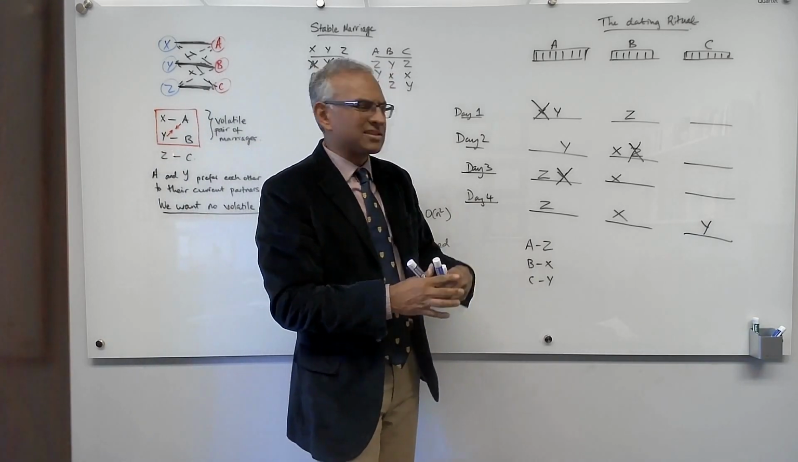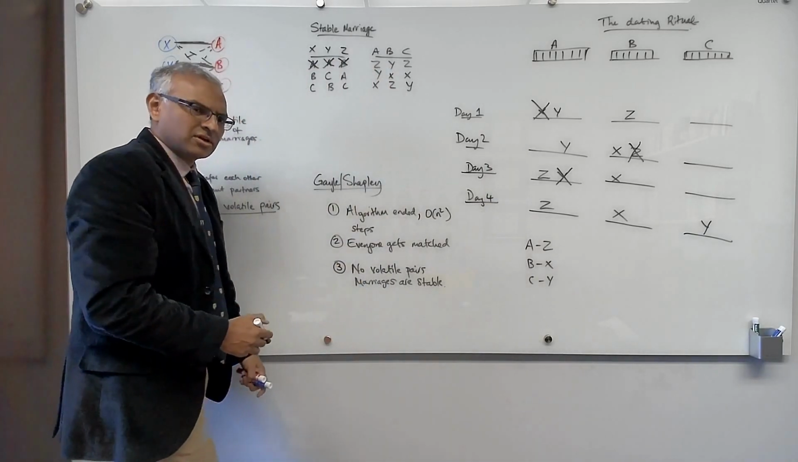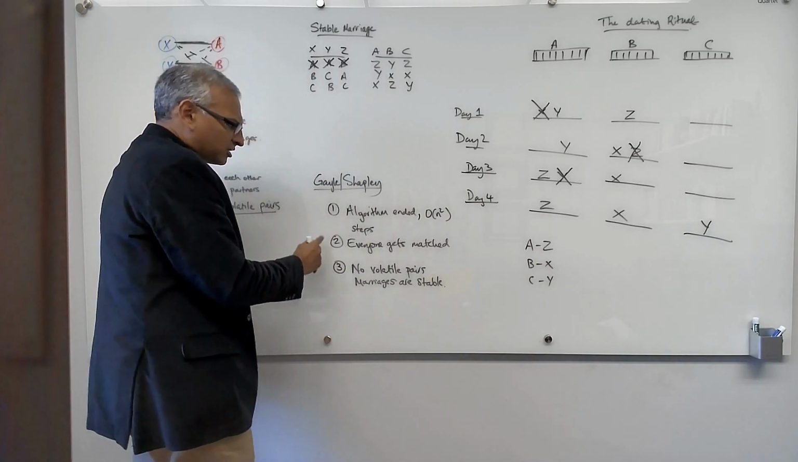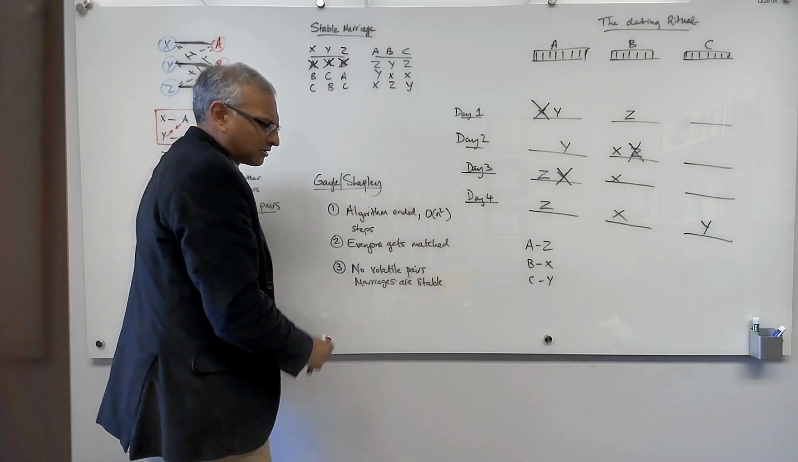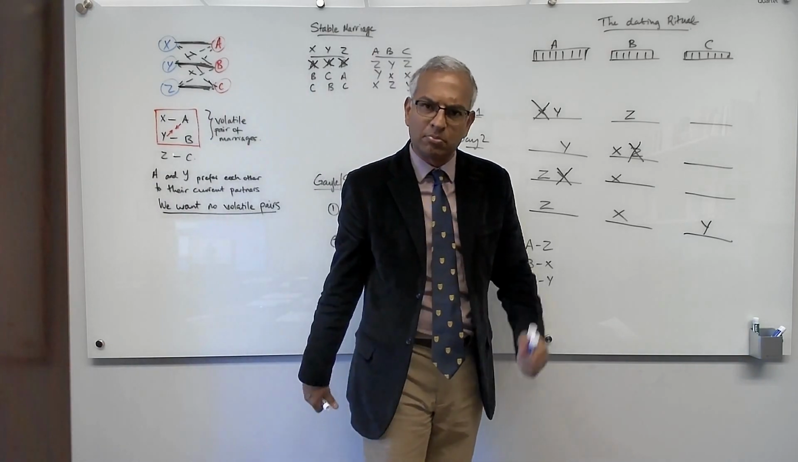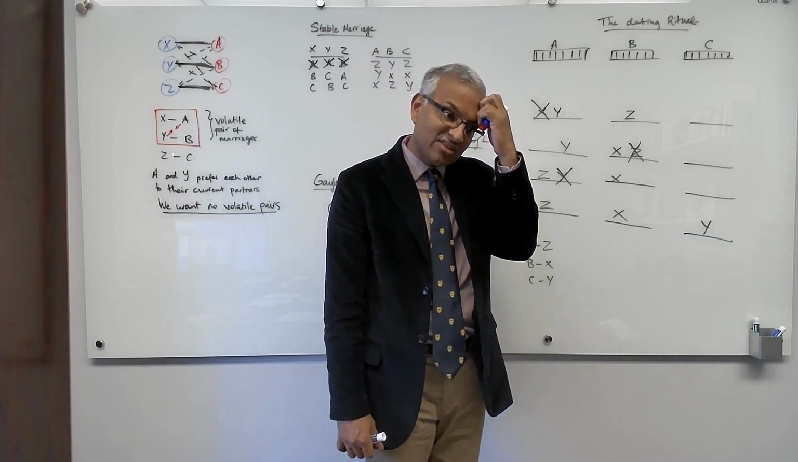Okay, the hard thing to prove is that there are no volatile pairs. You can see the book for how to prove that. But there's one more interesting thing.